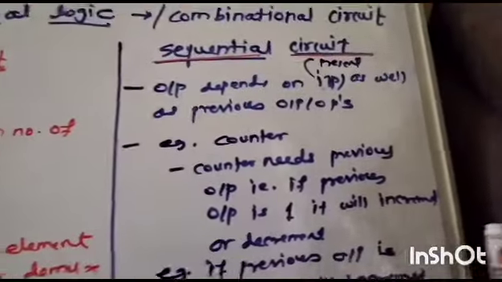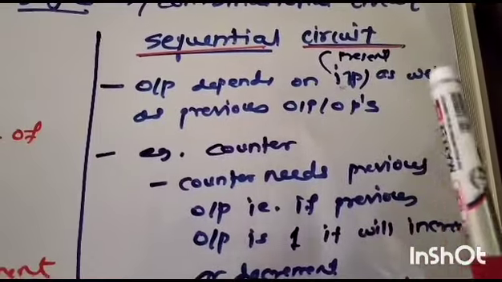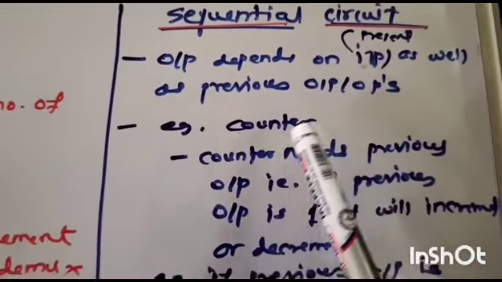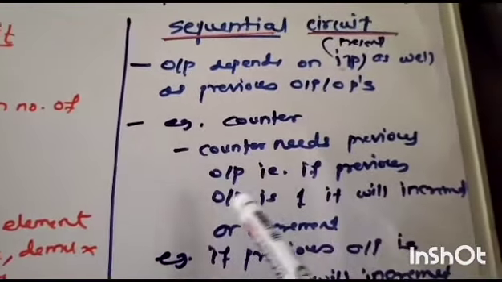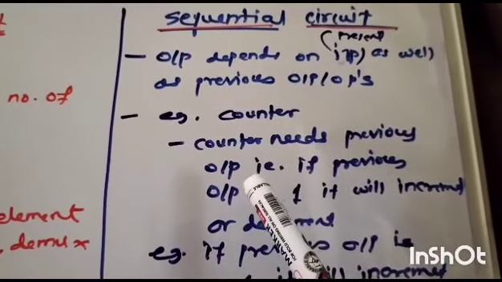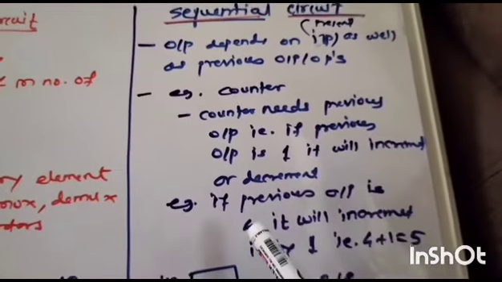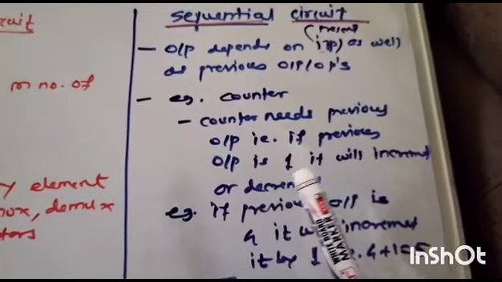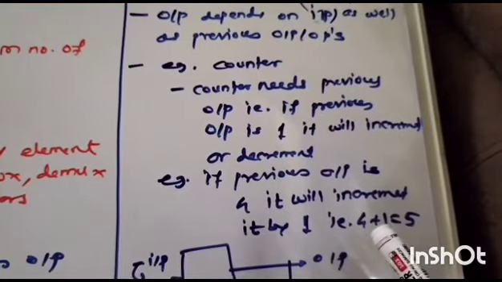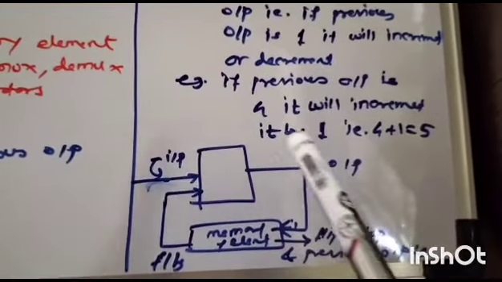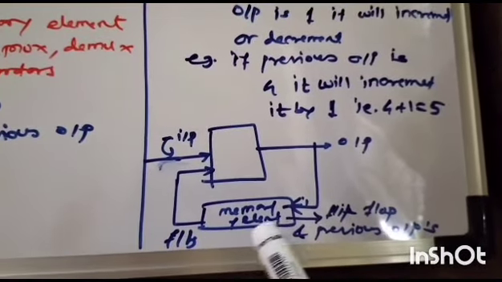Again, you can see the sequential circuit. In a sequential circuit, the output depends on the present input as well as the previous output. For example, counter, flip flop, or register. If you take the example of the counter, the counter needs the previous output. If the previous output is 1, or any number, it will increment or decrement. For example, if the previous output is 4, it will increment it by 1, that is 4 plus 1 is equal to 5. So in a sequential circuit the output depends on the present input as well as the previous output.